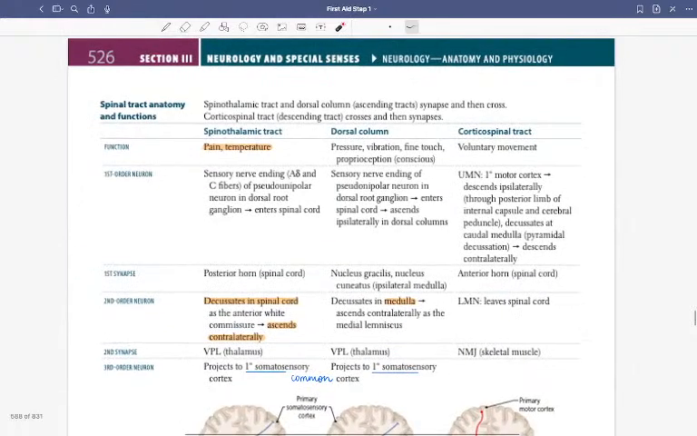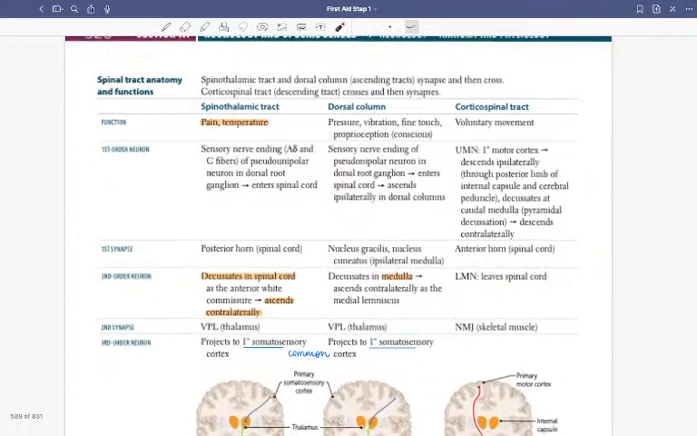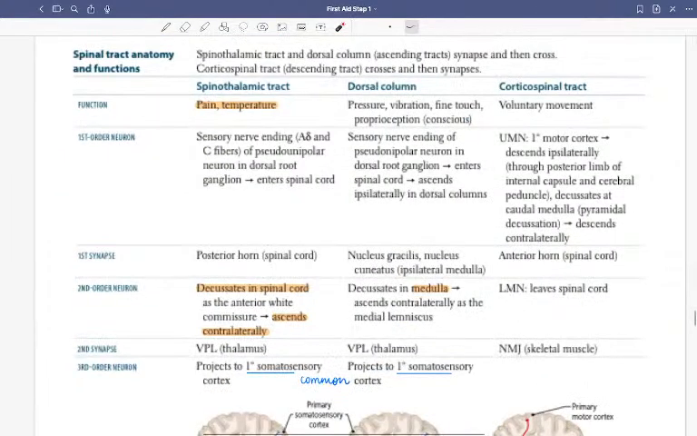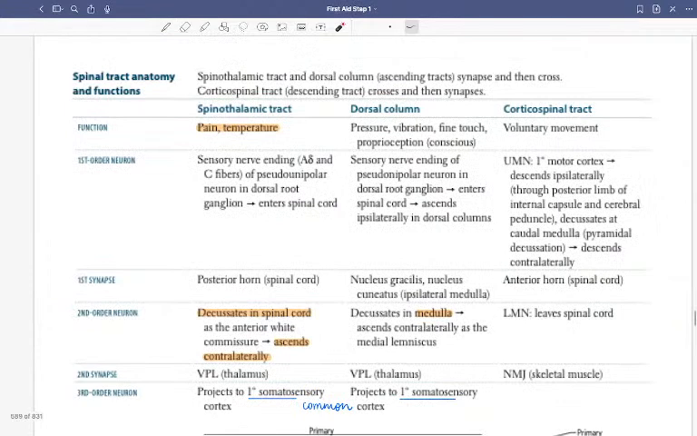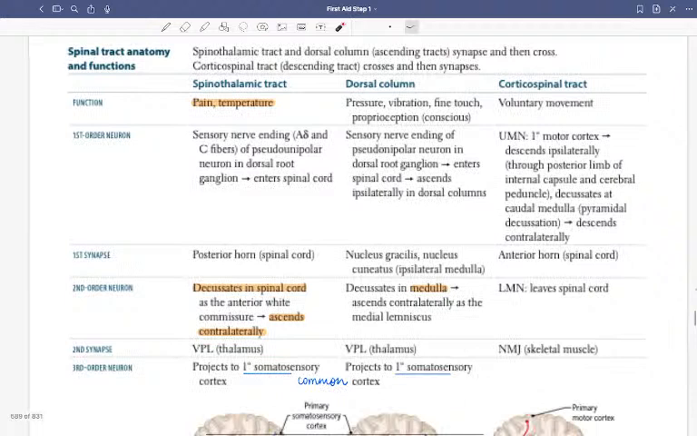Now we come to this. This is quite significant. And this entire page, actually, is new in First Aid, in the new editions. So this is important.